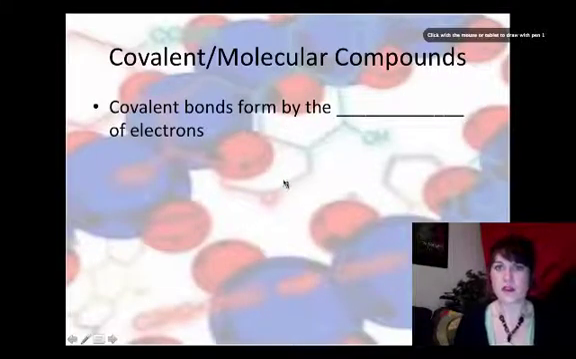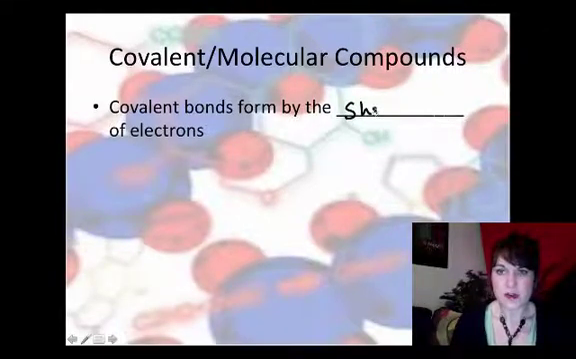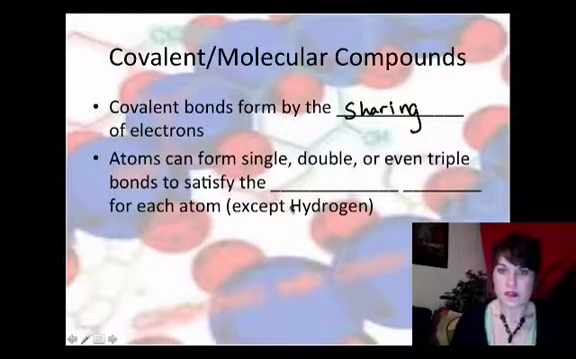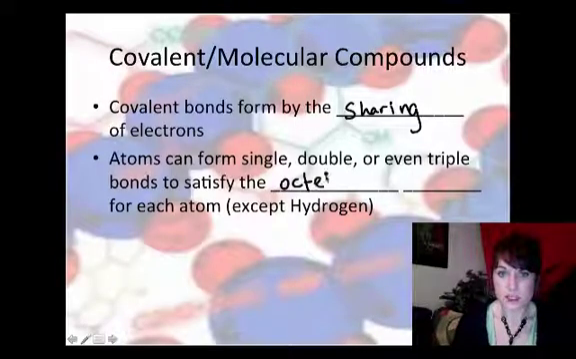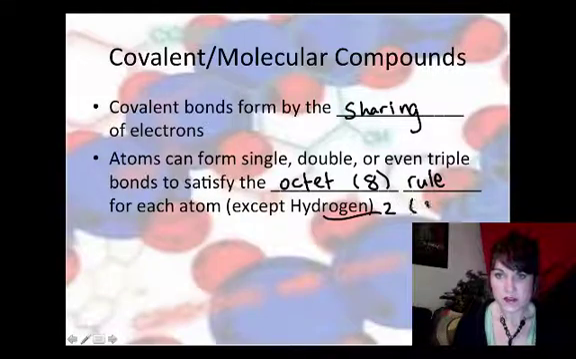So now let's look at covalent compounds. Covalent bonds are formed by the sharing of electrons, not the transferring of electrons. So, because electrons are shared, atoms can form double, single, triple bonds even to satisfy the octet rule for each atom. Remember, 8 is our stable number, right? Except for hydrogen, which only needs 2 because it's filling in that s, the 1s orbital.